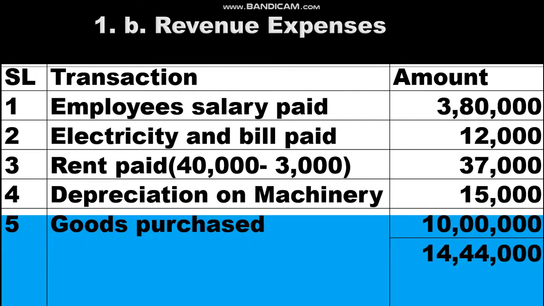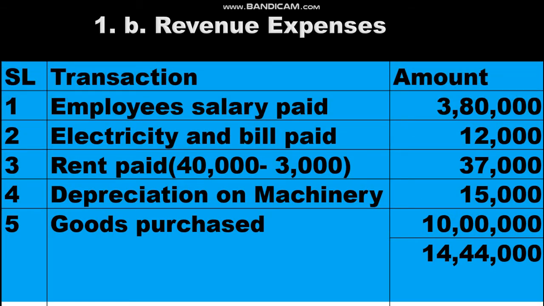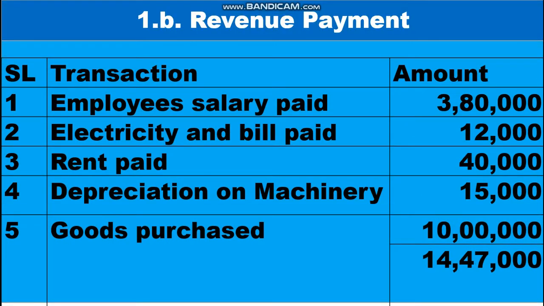Then our next topic, revenue payment. Look at employee salary paid, electricity bill paid, rent paid. Here no subtraction. The full amount is revenue payment, because whatever we have paid, that is revenue payment. Then depreciation of machineries, this is also a revenue payment. Goods purchase, this is also a revenue payment. So the total amount is 14 lakh 47,000. This is our revenue payment. So revenue expenditure is over, revenue payment is over, revenue receipt is over, revenue payment is also over.